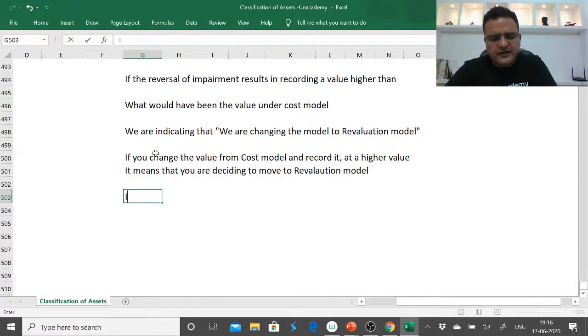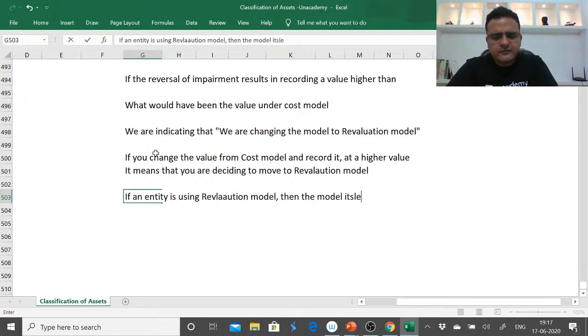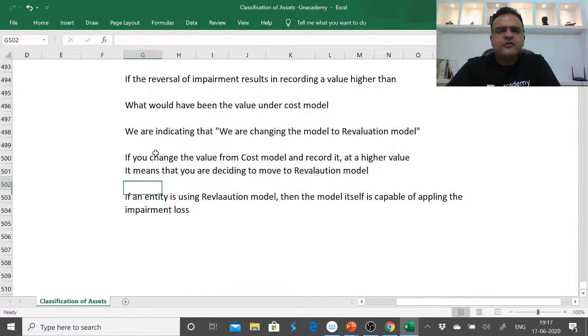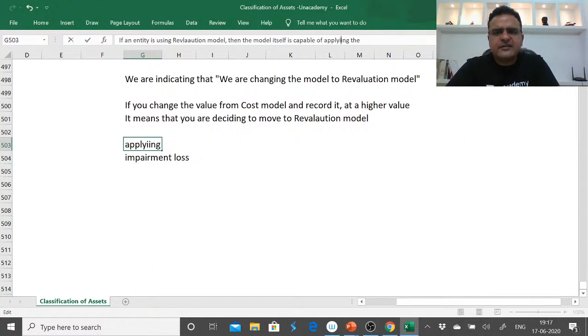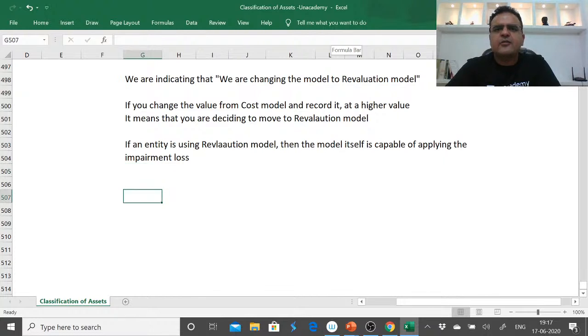So if an entity is using revaluation model, then the model itself is capable of applying the impairment loss. So we do not need to apply, especially, Ind AS 36 Impairment of Assets. Revaluation model automatically takes care of that.